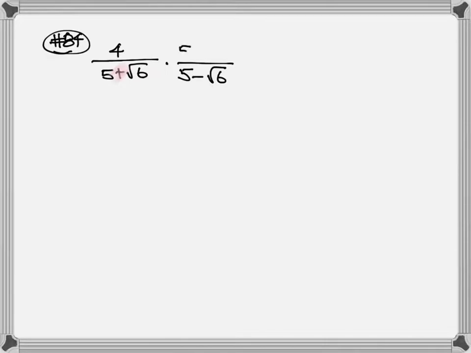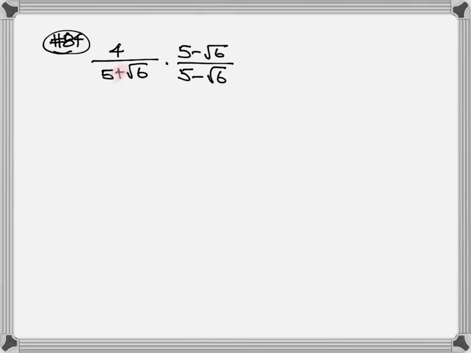Now let's look at number 84. Number 84. Here we have 4 over 5 plus square root of 6. Now you have 2 numbers at the denominator. For this, make sure you multiply exactly the same number, but different sign. So here you can see, here we have plus. So for here, we're going to do minus. So we're going to multiply exactly the same number, but different sign.